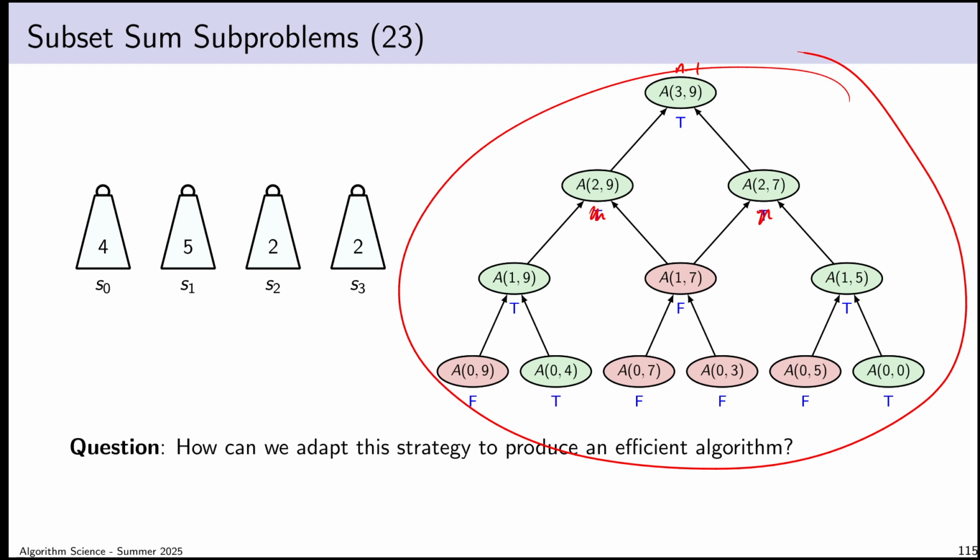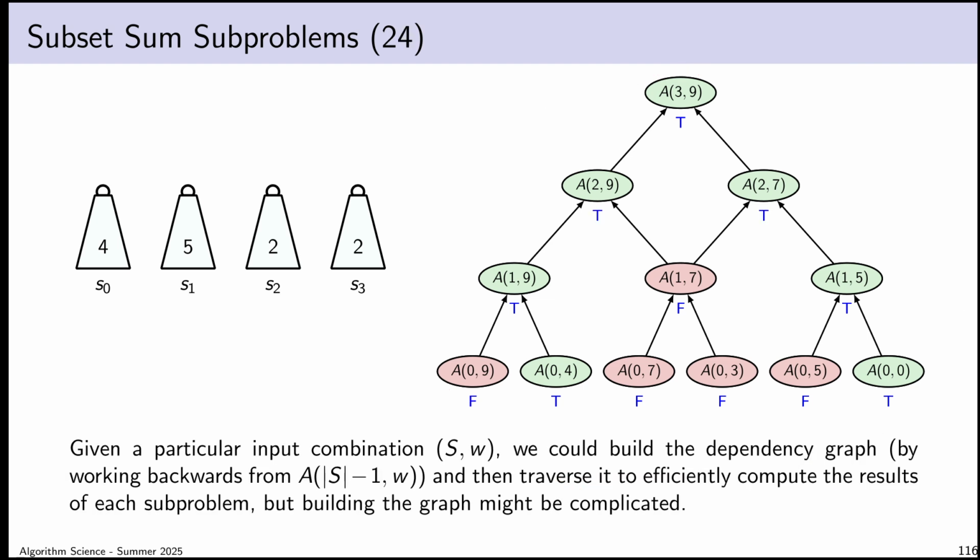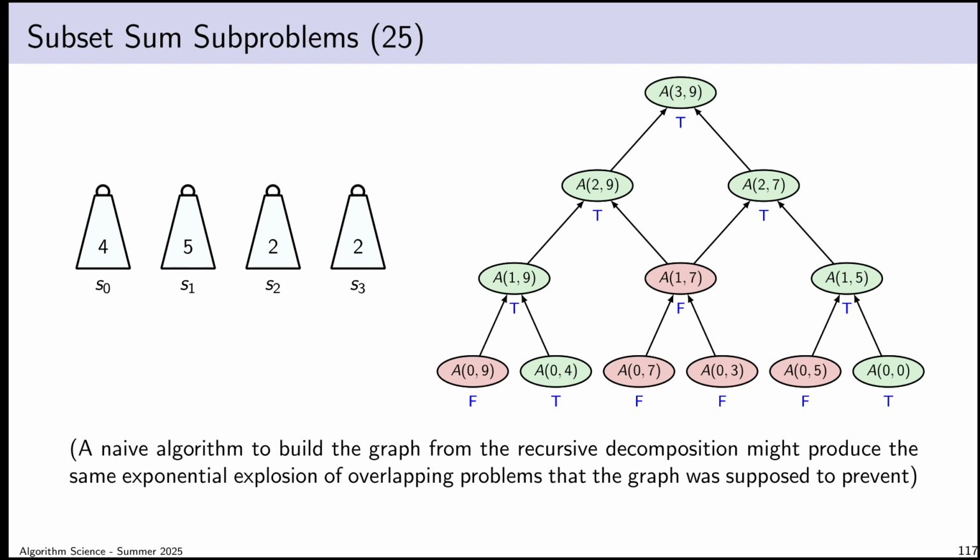The question is, how do you get the graph? If you gave me a particular combination of a set S and a goal sum W, I could build this dependency graph by working backwards from my goal state recursively using the recurrence. The problem is building the graph could be complicated, in two ways. One, I have to make a bunch of vertices and add edges, and that could take time, and I could need extra data structures to keep track of all the vertices. But two, if I'm not careful when I try to enumerate the vertices that I need recursively, I might actually get a big exponential explosion of overlapping subproblems just from building the graph.